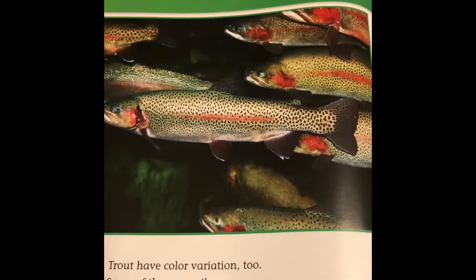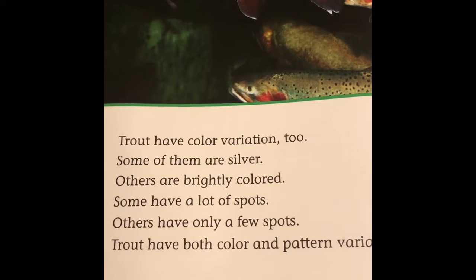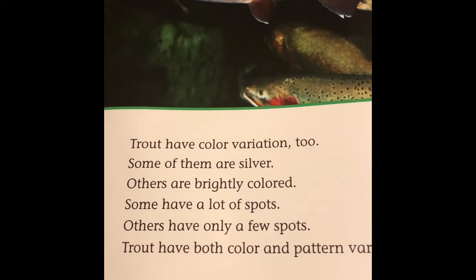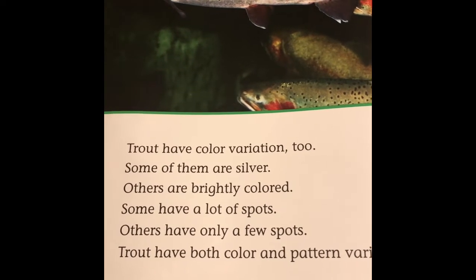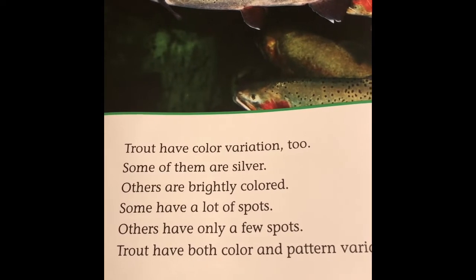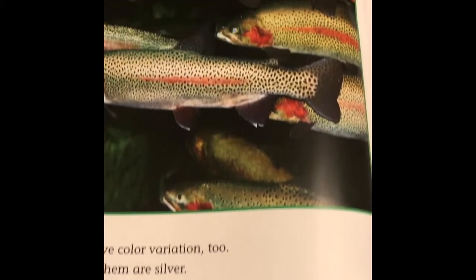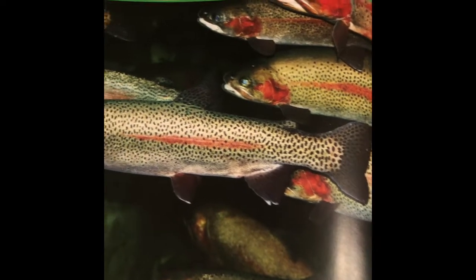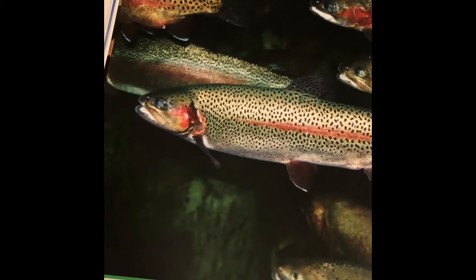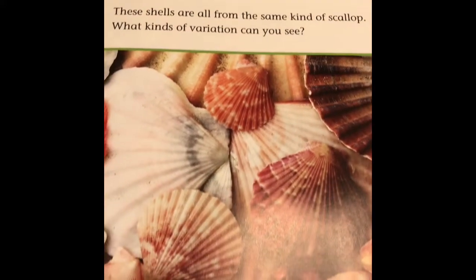Picture of the fish, and it says, trout have color variation too. Some of them are silver, others are brightly colored. Some have a lot of spots, others have only a few spots. Trout have both color and pattern variation. These shells are all from the same kind of scallop. What kinds of variation can you see?